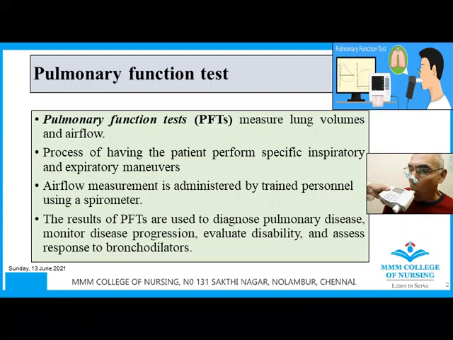The airflow measurement is administered by trained personnel using a spirometer. The results of PFTs are used to diagnose pulmonary disease, monitor disease progression, evaluate disability, and assess response to bronchodilators.